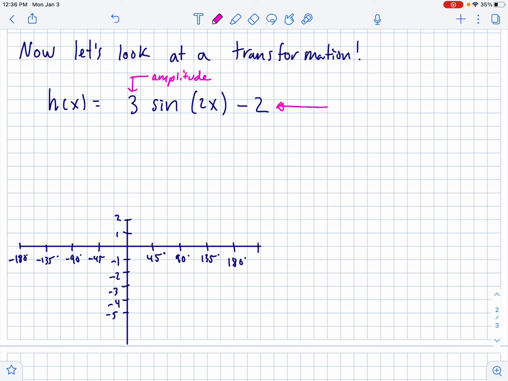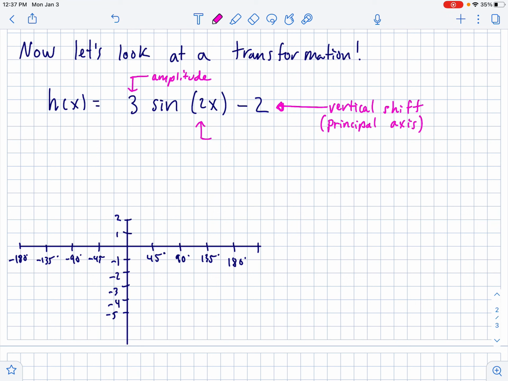This guy on the back is going to be your vertical shift. But vertical shifts in terms of sinusoids affect the principal axis. So in a way, the principal axis is just going to be -2.